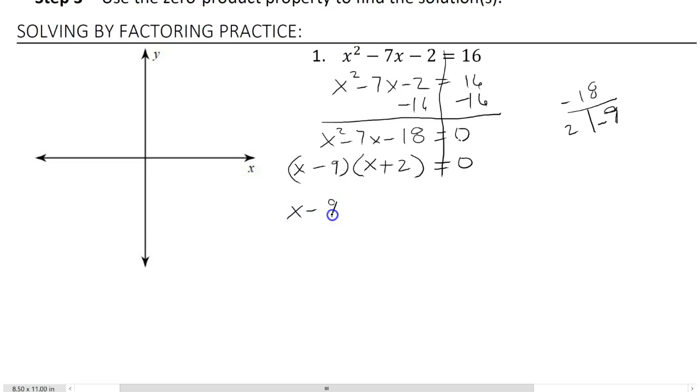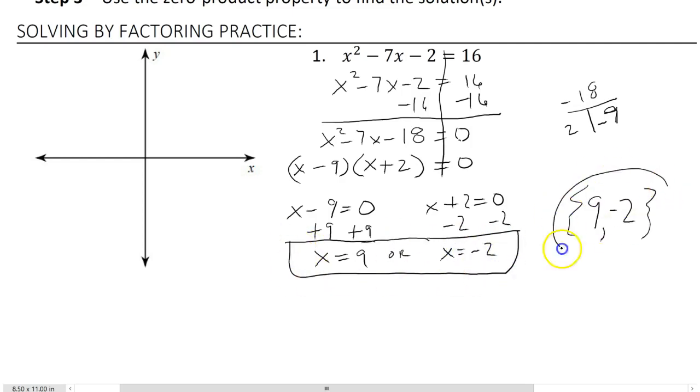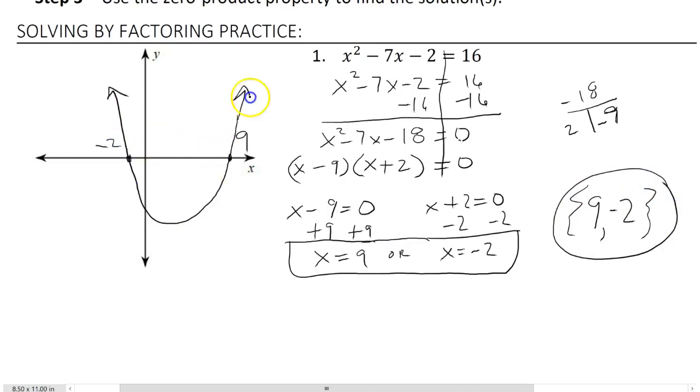By the zero product property of equality, one or both of these factors must equal 0. So write two equations and solve them both. The two solutions are x equals 9 and x equals negative 2. We can picture these solutions as the x-intercepts of a parabola.